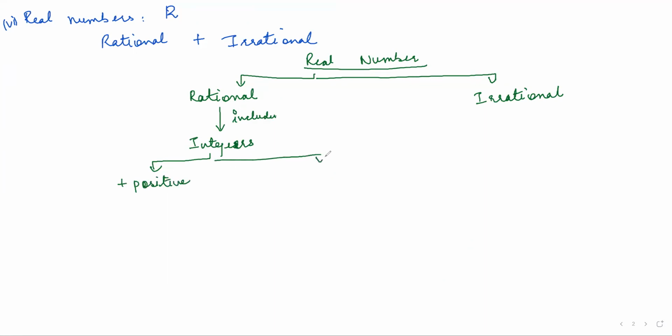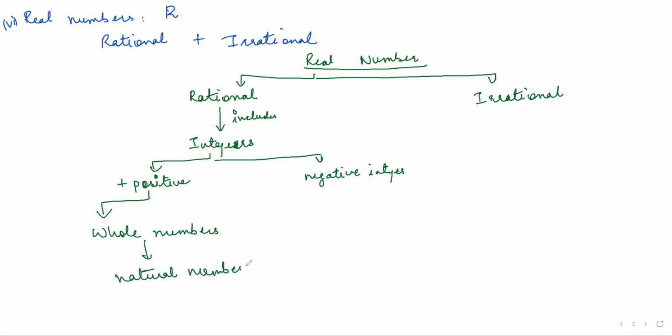And you can have negative integers also, isn't it? So they both are included in the integers. Now, positive integers can again include whole numbers. Positive integers, right? And then whole numbers will include natural numbers. Is that clear, all of you? Yes, ma'am. Okay. So that was the first topic of this chapter, types of numbers.